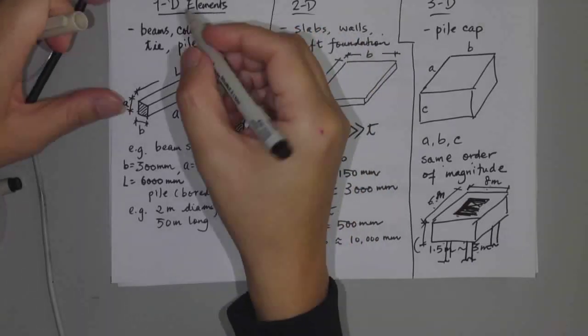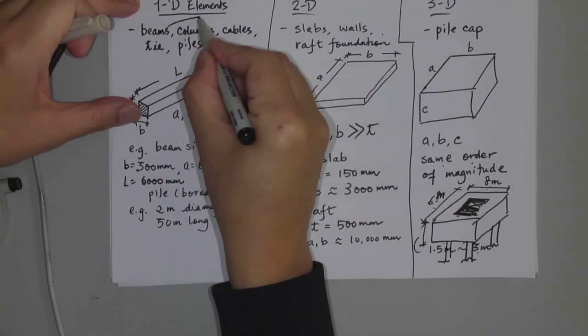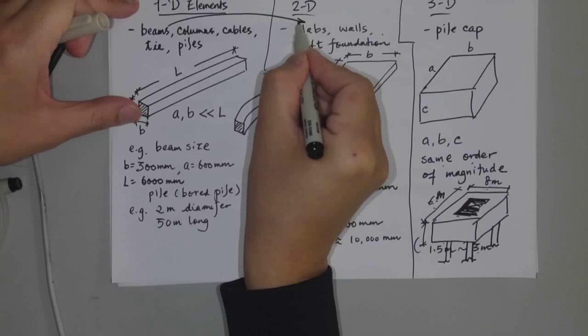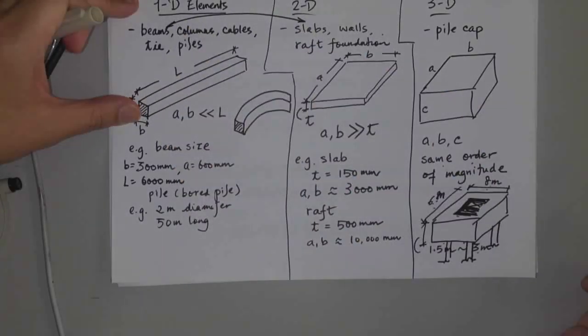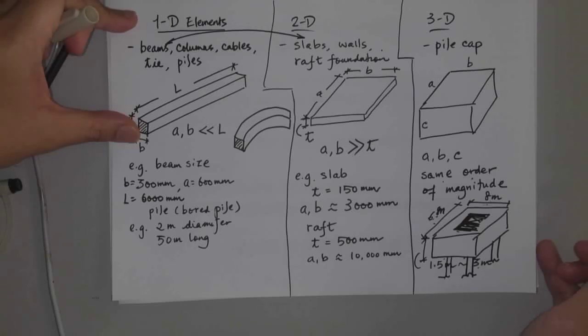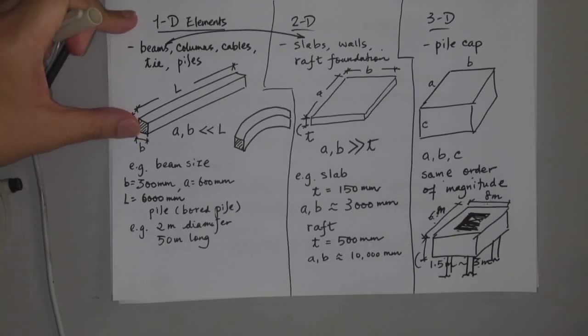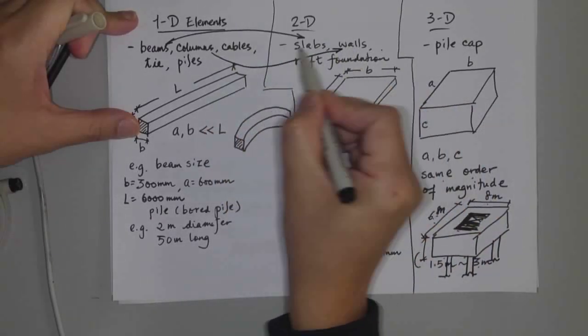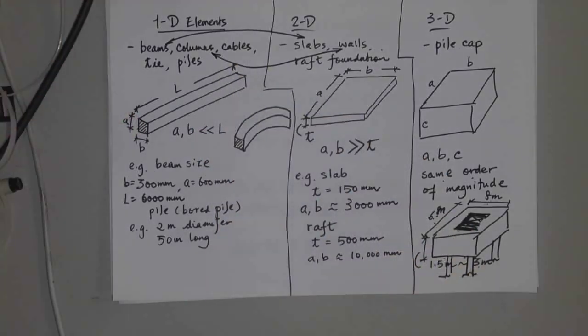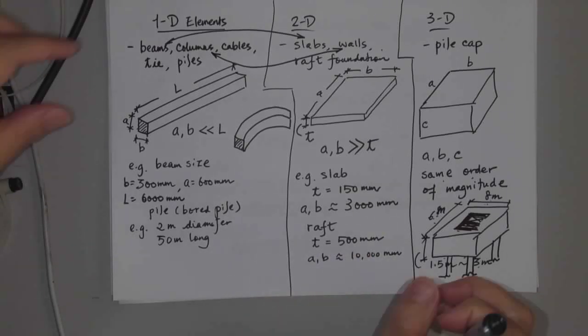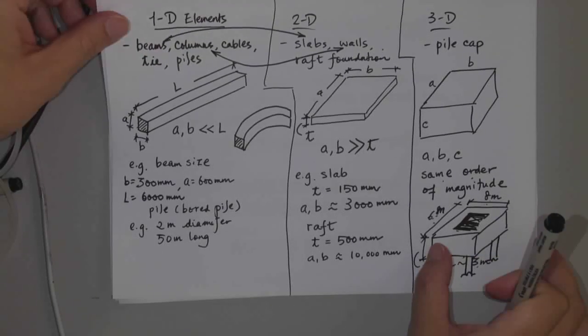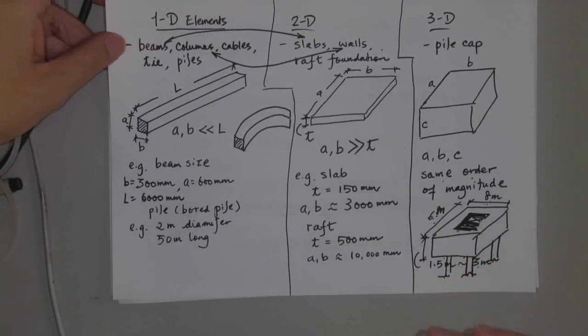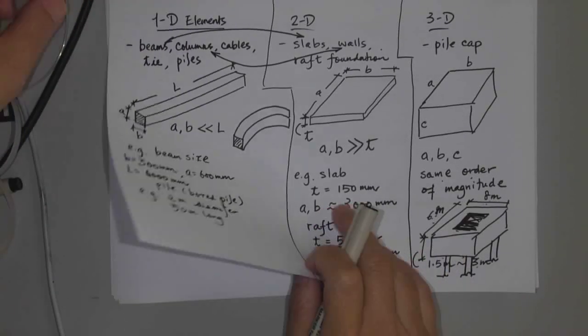So beam and slab, basically, I can draw a link between them. They're based on the same principle, very similar principles. Columns and walls. Okay. Right, so that is something about elements.